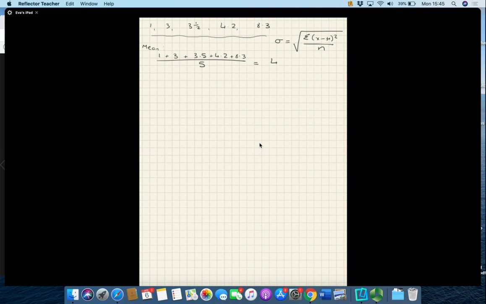Now my standard deviation, which is often called SD, and it's the Greek letter sigma. Okay, it's like a 0 with a hat on the top. Okay, so to do this you tend to build a table, with your x values in them, then your mean, then you subtract them, then you square them.